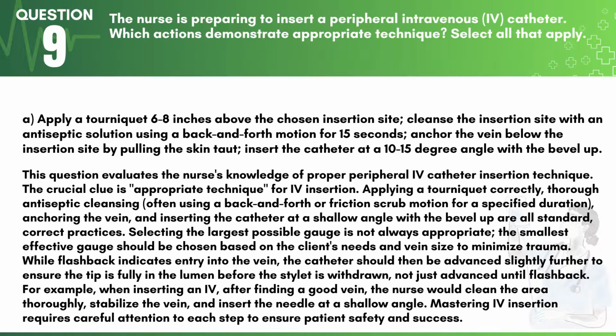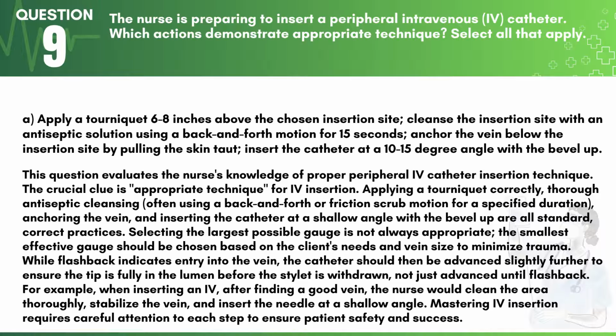Answer. Apply a tourniquet 6 to 8 inches above the chosen insertion site. Cleanse the insertion site with an antiseptic solution using a back and forth motion for 15 seconds. Anchor the vein below the insertion site by pulling the skin taut. Insert the catheter at a 10 to 15 degree angle with the bevel up.